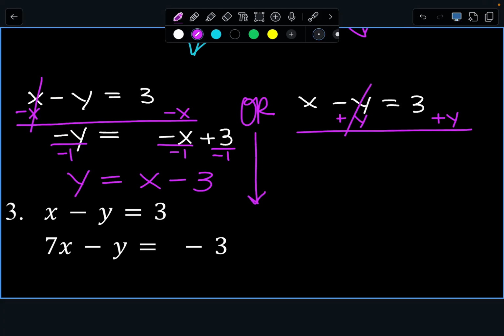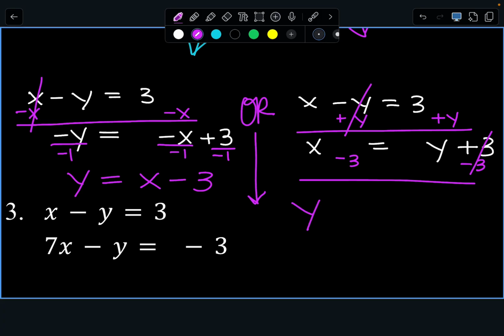So when we do that, we're left with x equals, and again, I'm going to do y and then the plus 3. But I don't want 3 with the y, so to move it, I have to subtract it. So we're left with x minus 3 equals y. You could put the y first or last, it doesn't matter.